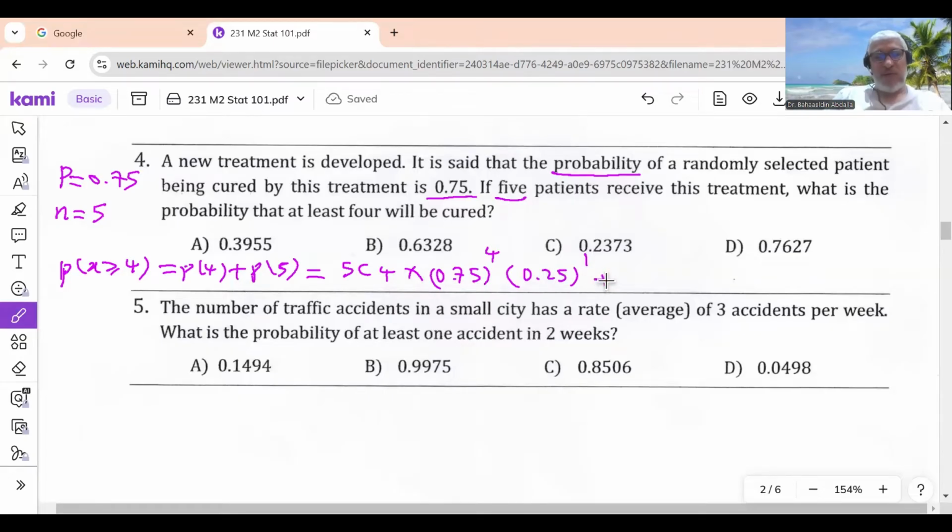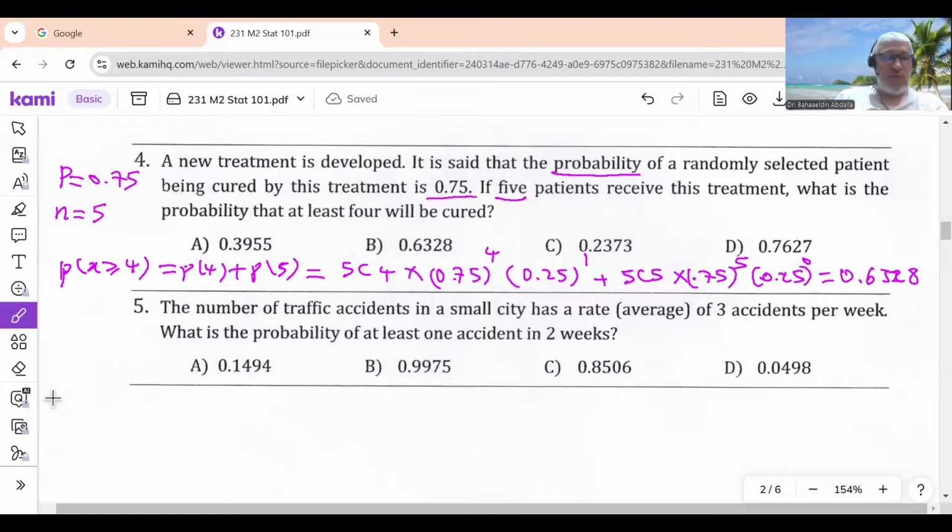The probability of 5 would be 5C5 times 0.75 to the power 5, times 0.25 to the power 5 minus 5, which is 0. And you can put this in the calculator and find that the answer is 0.6328.